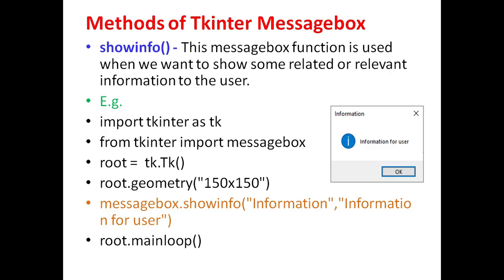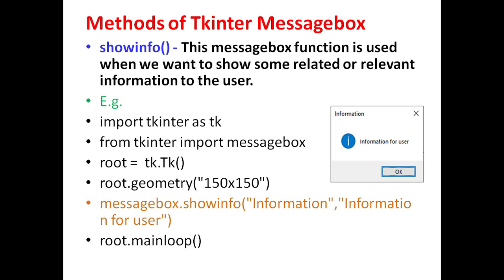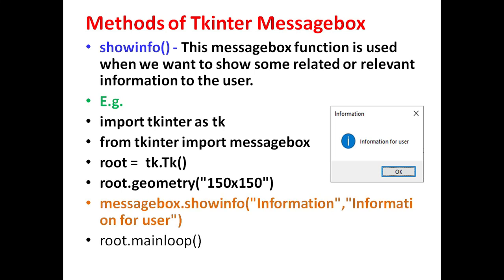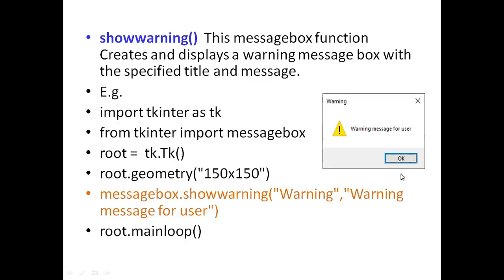Different methods with Tkinter message box are: first is showinfo. This message box function is used when we want to show some related or relevant information to the user. For example, to define any message box, first we'll import tkinter as tk, and from tkinter we'll import messagebox. Then we'll define the root window, set the root window geometry, and write a function as messagebox.showinfo with title as information and message as information for user. When you execute, it will display the message window with title as information and message as information for user, and one OK button.